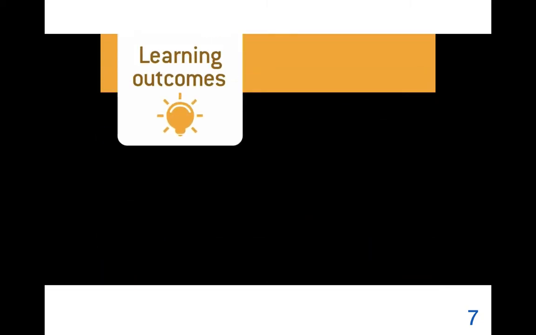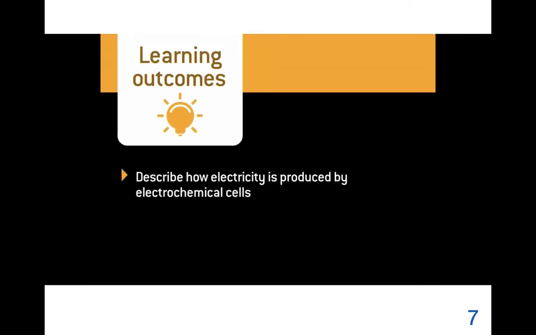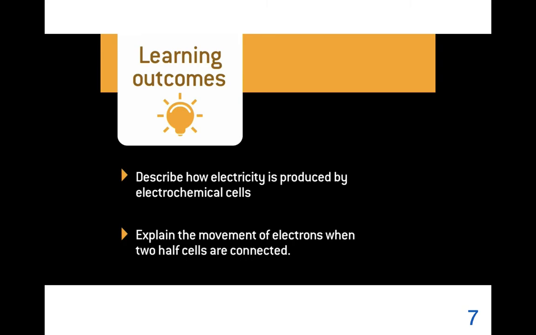If we place two different metals in salt solution and connect them, an electric current flows. This is the basis of the batteries that power everything, from mobile phones to milk floats. But how does it work? To understand this, we need to describe how electricity is produced by electrochemical cells. Explain the movement of electrons when two half cells are connected.